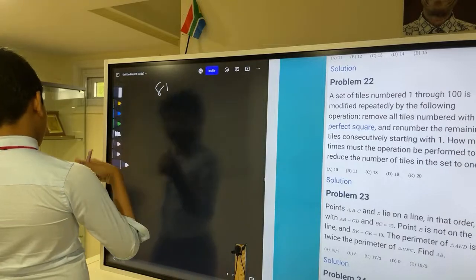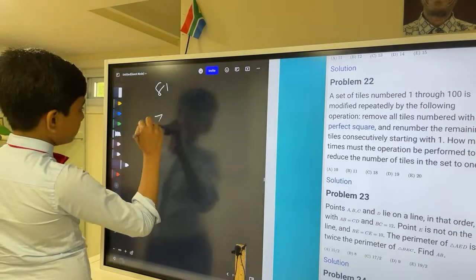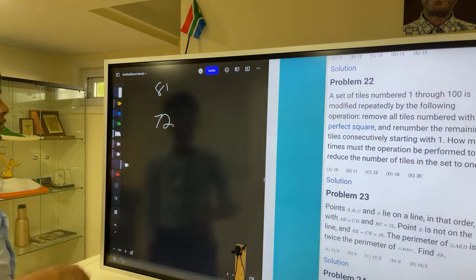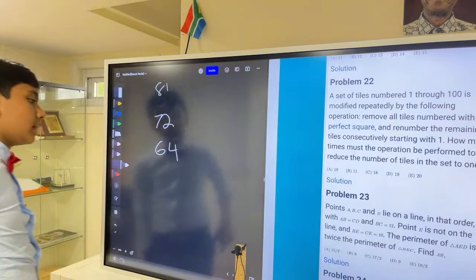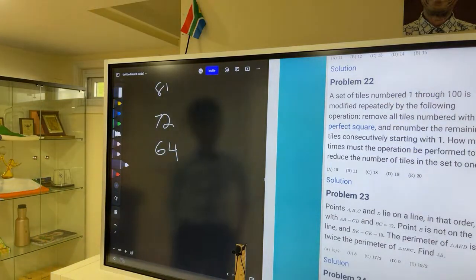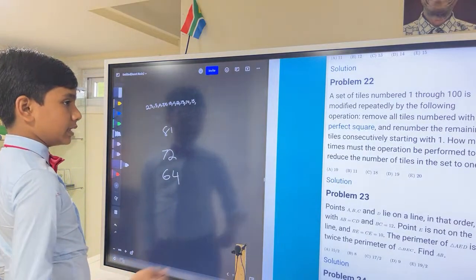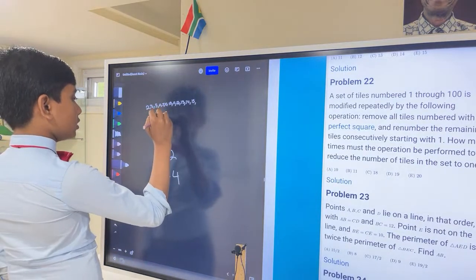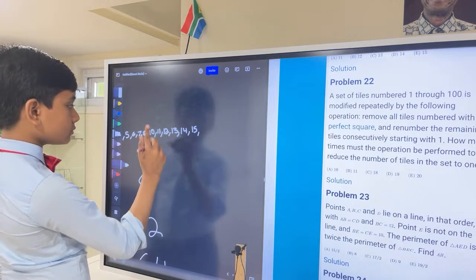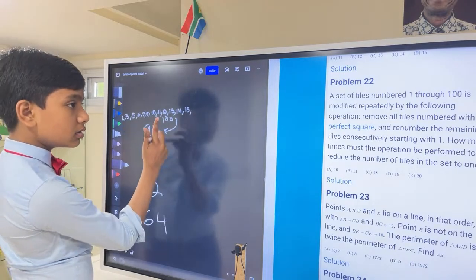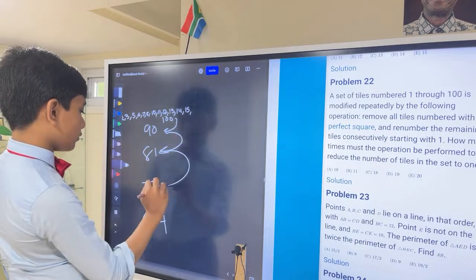So when we renumber them and subtract, it will be lowered down to 72. Then there are 8 perfect squares, so we lower it down to 64. Then there were still 8 perfect squares. Wait, so, we're supposed to count how many times we do this. So, 1, 2, 3, 4.